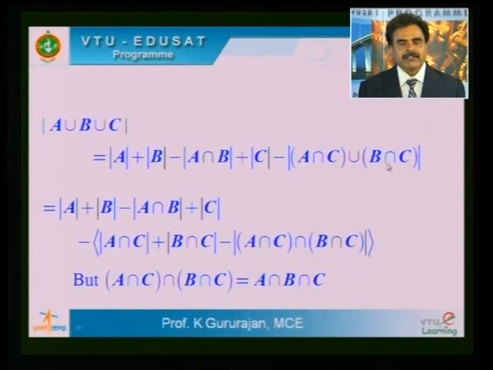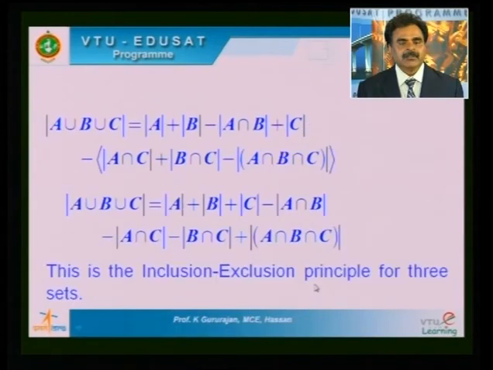Once again applying the inclusion exclusion principle for 2 sets, I get cardinal number of A plus cardinal number of B minus this plus this, then minus cardinal number of A intersection C plus cardinal number of B intersection C minus the intersection of these two. Now what is common to A intersection C and B intersection C? It is the common elements to all A, B and C. So substituting this here, I will get cardinal number of A union B union C equals this. So this is the inclusion exclusion principle for 3 sets.